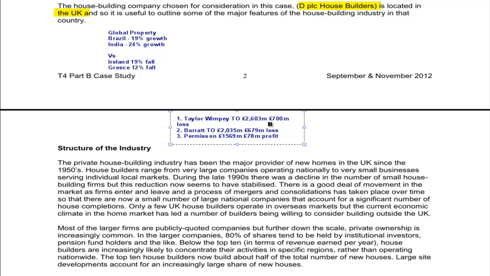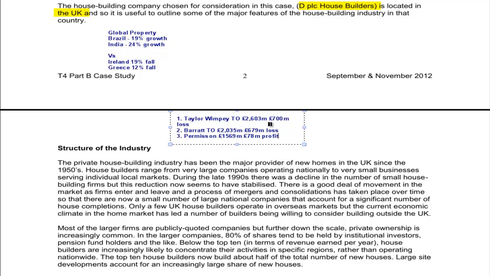And so, as you do your industry research, what will be interesting for you to find out is, well, why have they been able to be profitable, whereas Taylor Wimpey and Barratt have been loss-making? What have they done to turn things around? Is it the nature of the products they're doing, the markets they're in? And of course, as we go through our case study, we'll be having a look at dplc, and we'll have a look at their position. What's enabled them to stay in profit?